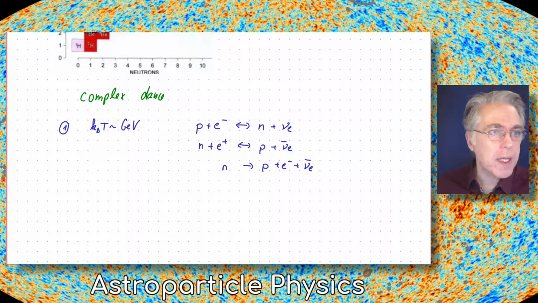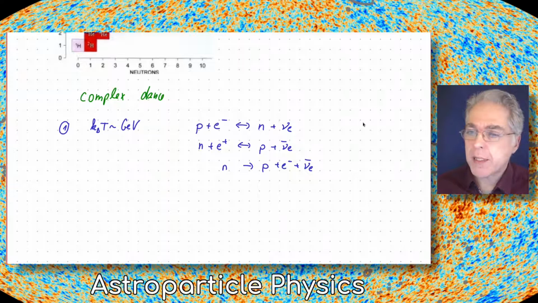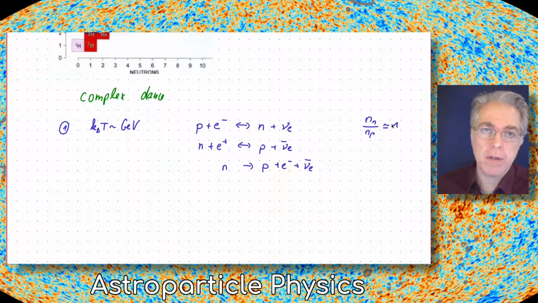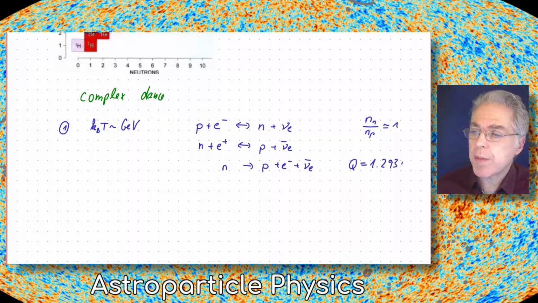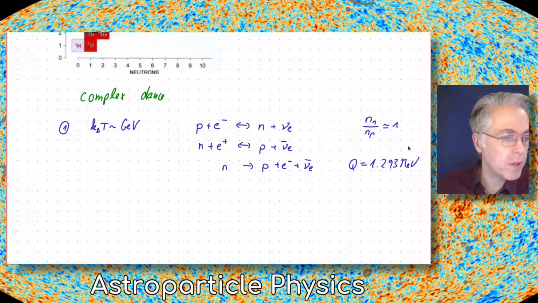Now, in this kind of thermal equilibrium, it means that the fraction of, sorry, I would write it the other way around, neutron number density over proton number density, is about unity, right? Because they are working in the same way, so there's no difference. Now this process here, where basically a neutron decays, we know there's the binding energy gone. That's about 1.293 MeV. That's an important number.